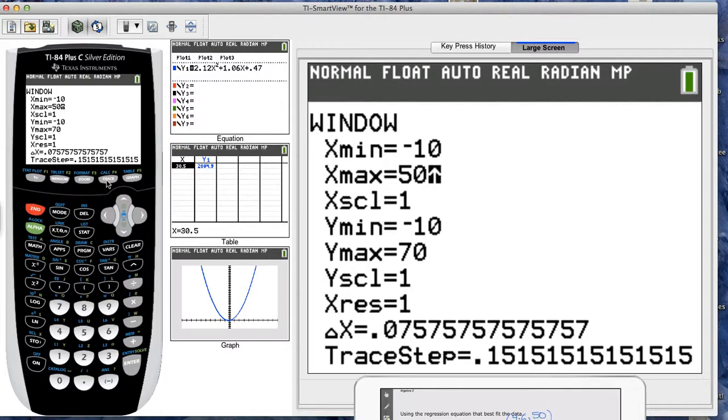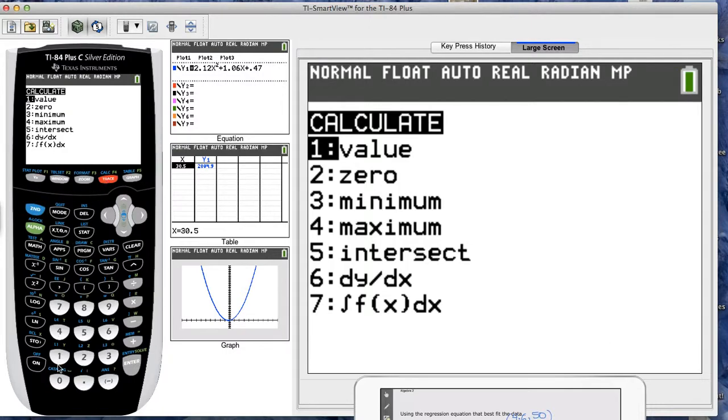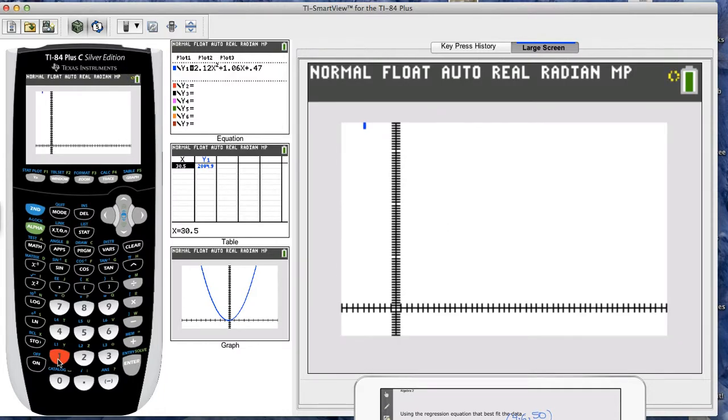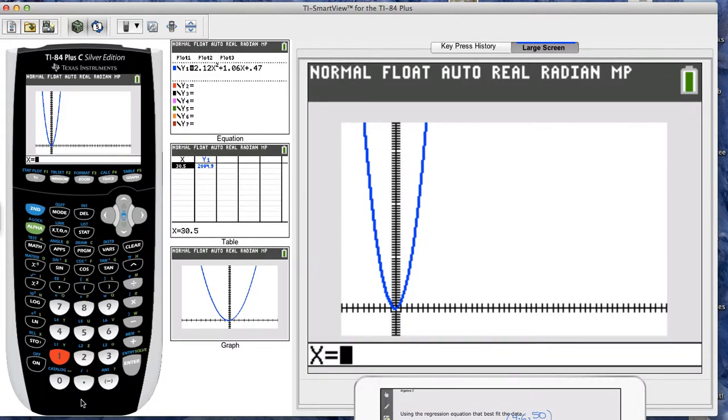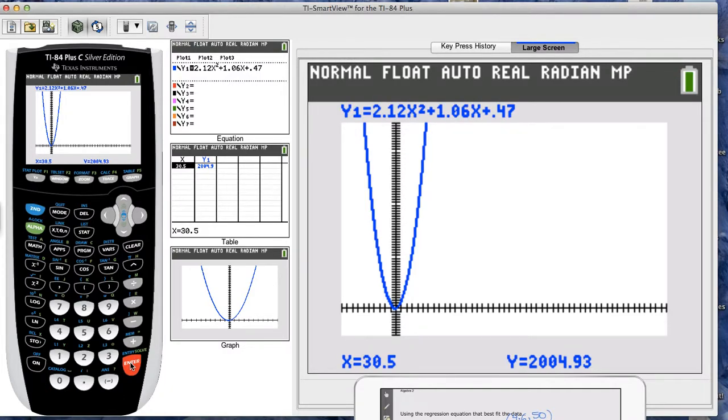Second, trace, 1. It's going to give you x equals what in a minute. Come on, okay, there you go. 30.5, press enter, and there you go. It's going to give you the same value, which is 2004. So these are 3 ways, and you can use any method that you like.